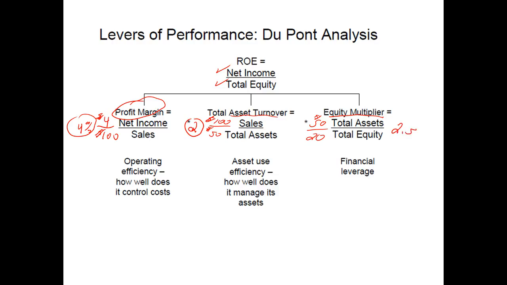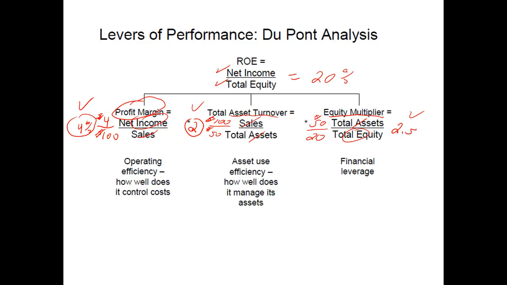So how does that help us? Well, if you cross off the common metrics, when you multiply these things together, they gross up back to our return on equity measure. So this drives our return on equity. So 4% times 2 times 2.5 is going to be 20. So I think I got that right. 4% times 2 is 8, times 2.5 gives me 20. So that means my return on equity will be 20%.